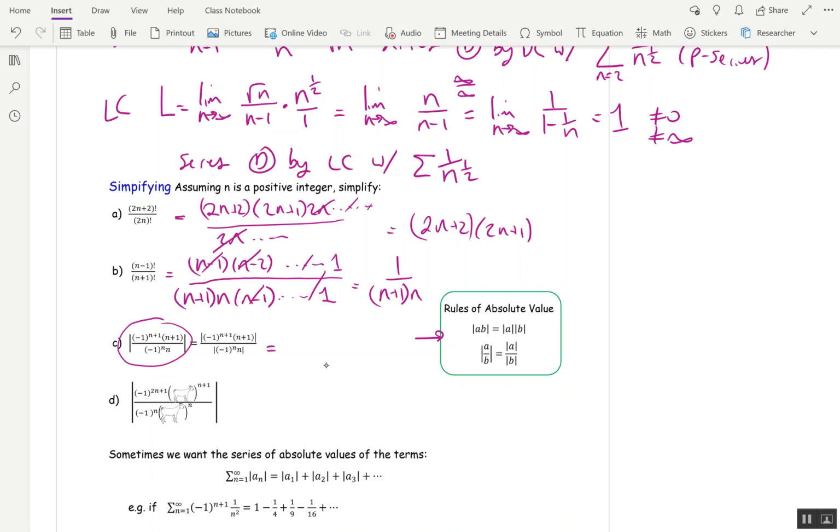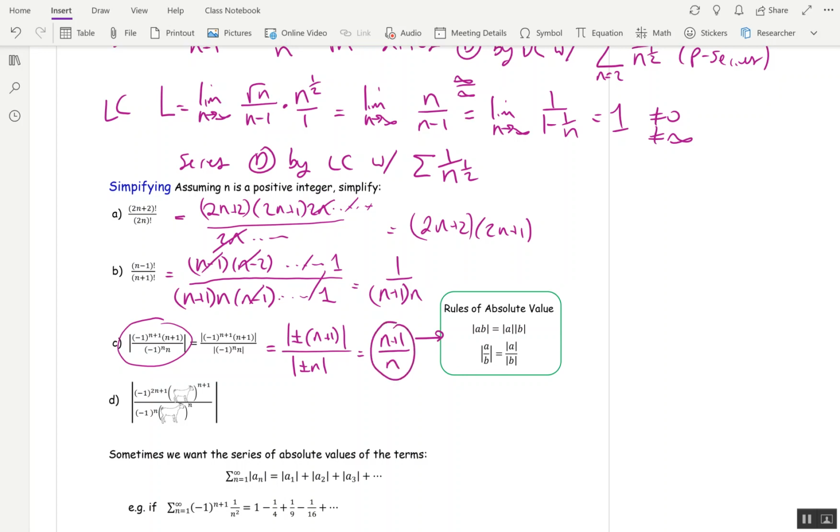Now the top is simply going to be plus or minus n plus 1 in absolute value, because negative 1 to the n plus 1 is plus or minus 1. Same thing with the bottom, we've got plus or minus n. But the absolute value of plus or minus n plus 1 is n plus 1, and the absolute value of plus or minus n is n.